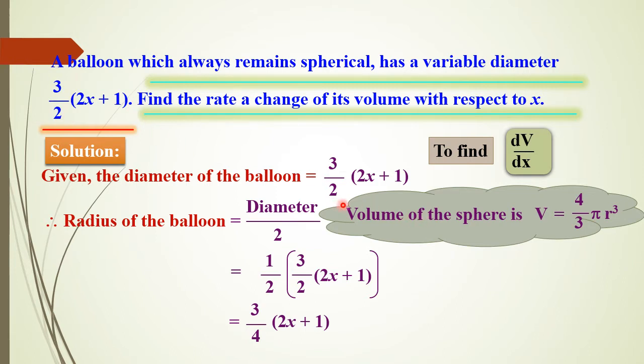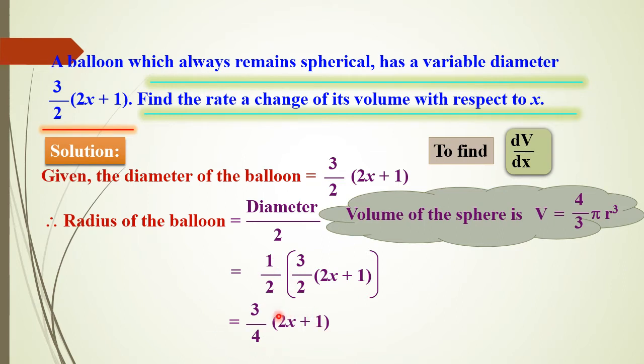So after providing the diameter, how are you going to find out the radius? Because we require the radius here. The radius will be half of the diameter. Therefore radius equal to diameter divided by 2. The diameter is 3 divided by 2, 2x plus 1. You substitute that in this term: 1 divided by 2, diameter is 3 by 2, 2x plus 1. So 3 ones are 3, 2 2s are 4. It is 2x plus 1. So this is called the radius of the balloon.